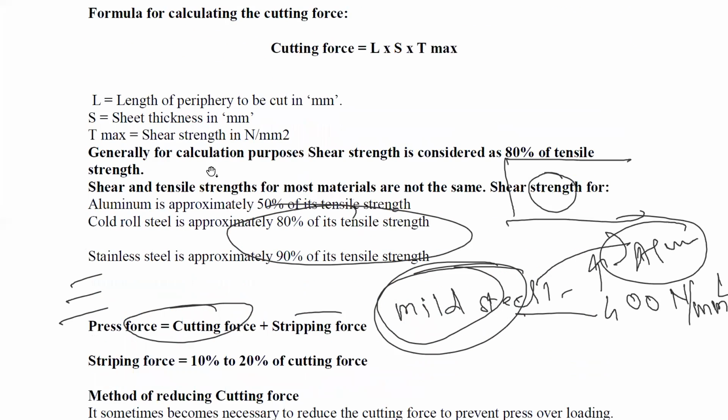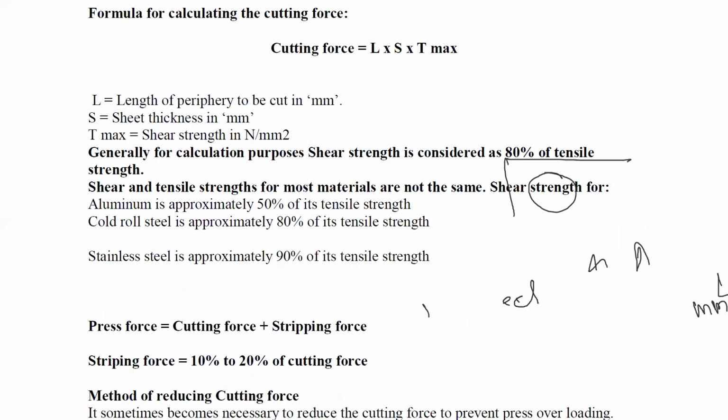The shear strength for materials is different as compared to aluminum and cold rolled steel. Aluminum is approximately 50% of its tensile strength, and cold rolled steel is approximately 80% of its tensile strength. For stainless steel it is 90% of its tensile strength.